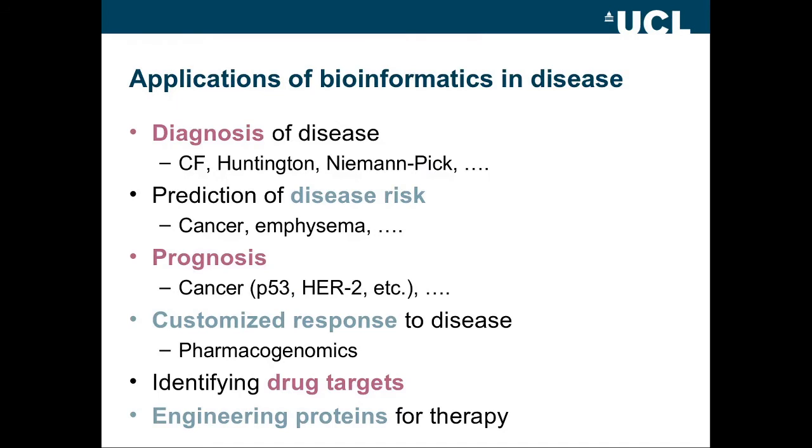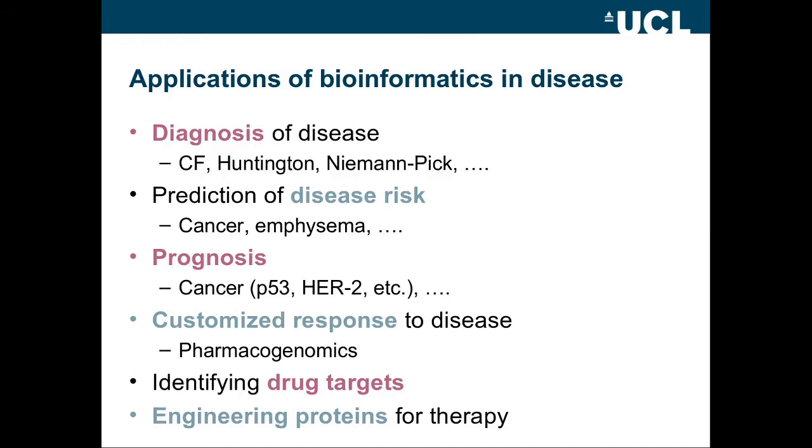Just to look very briefly at some of the applications of bioinformatics in disease. There are things like diagnosis, looking at mutations and looking at whether those are likely to cause disease, prediction of disease risk, and prognosis. In cancer, for example, mutations in certain proteins and in certain regions of certain proteins are more likely to be linked with a bad outcome. Then there are customized responses to disease, the idea of pharmacogenomics, identifying drug targets, and engineering proteins for therapy.